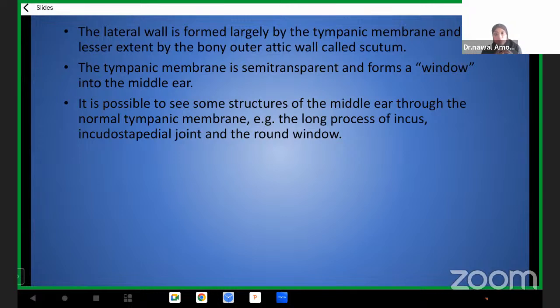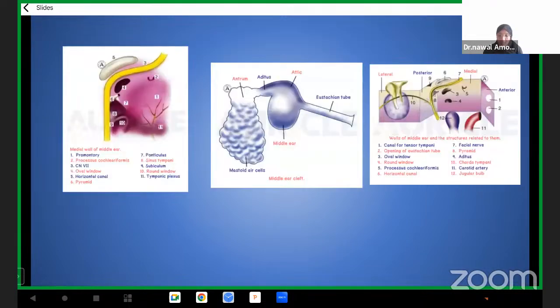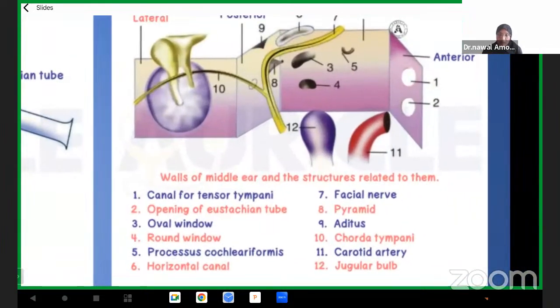Remember this. It is possible to see some structures of the middle ear through a normal tympanic membrane. For example, we have the long process of the incus, and we have the incudostapedial joint, and then we have the round window. These diagrams are very, very important for the exam. Let's have a brief look.